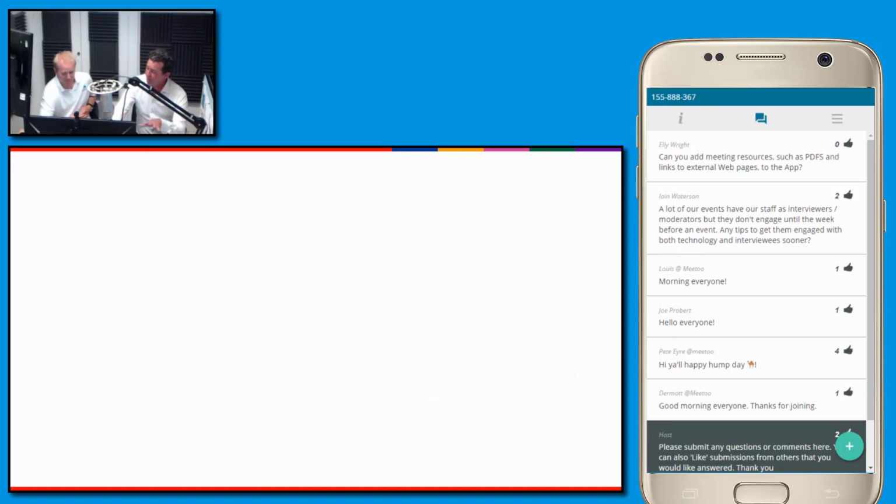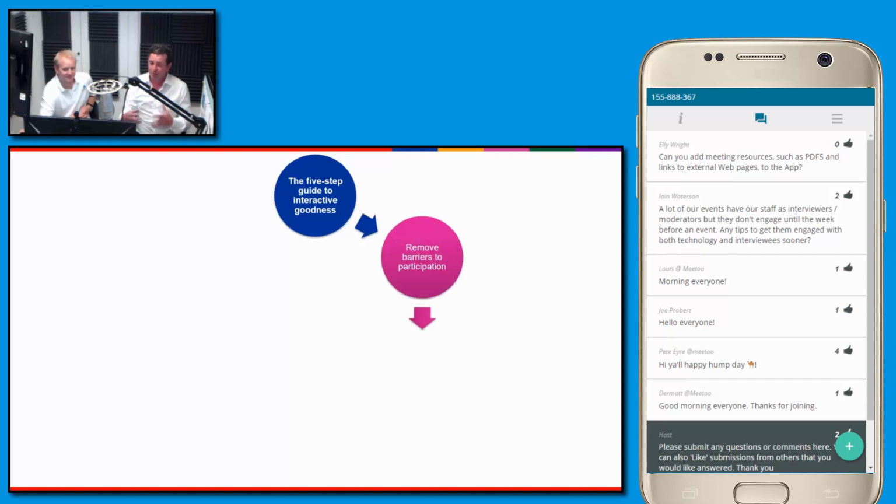Okay, so then the final step, just in terms of maybe wrapping up some of these ideas, I've put together a sort of 5-step guide to interactive goodness, to how to really engage those delegates and make them feel like they're getting a valuable use out of the technology. So the first one, which we talked about already, is remove the barriers to participation. So if they need a device, you need a device to lend to them. If we need to make some adjustments to the Wi-Fi so it's easier to use, then you need to do that too.